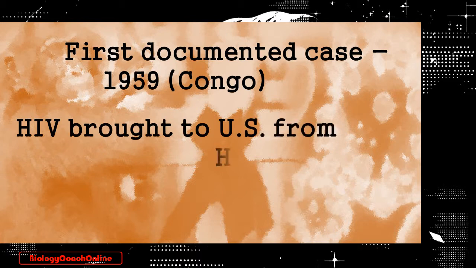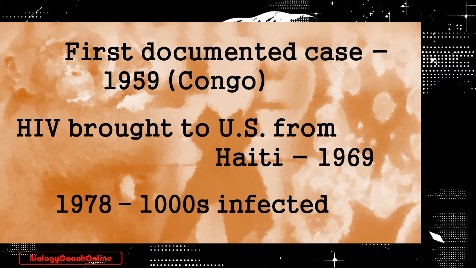The first documented case of HIV infection occurred around 1959, and that was in the Congo. The vast majority of HIV infections outside of sub-Saharan Africa can be traced to a single individual who became infected in Haiti and subsequently brought the virus to the United States around 1969. As HIV is a blood-borne pathogen, it rapidly spread among promiscuous men, and by 1978, it is estimated that several thousand individuals across the country had been infected by the virus.